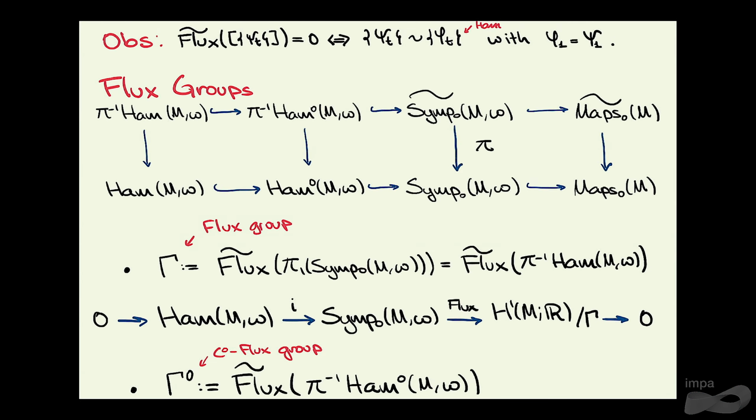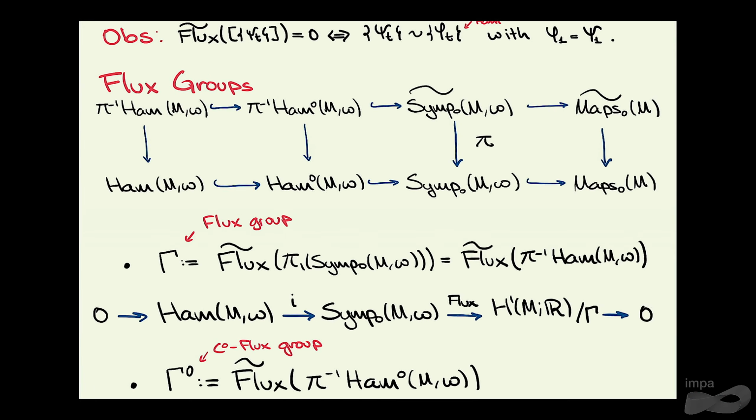Now, we can look at the pre-image of Ham 0 by pi, and what are these? Well, these are classes in the universal cover of Simp 0 that can be represented by symplectic paths, which are based at identity and whose endpoint lies in Ham 0, right? The C0 closure of Ham in Simp 0.